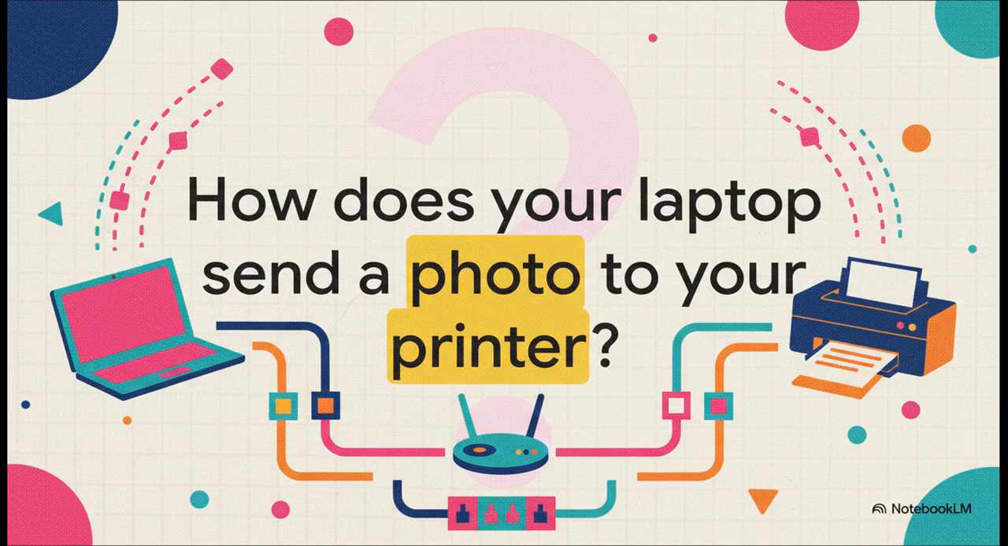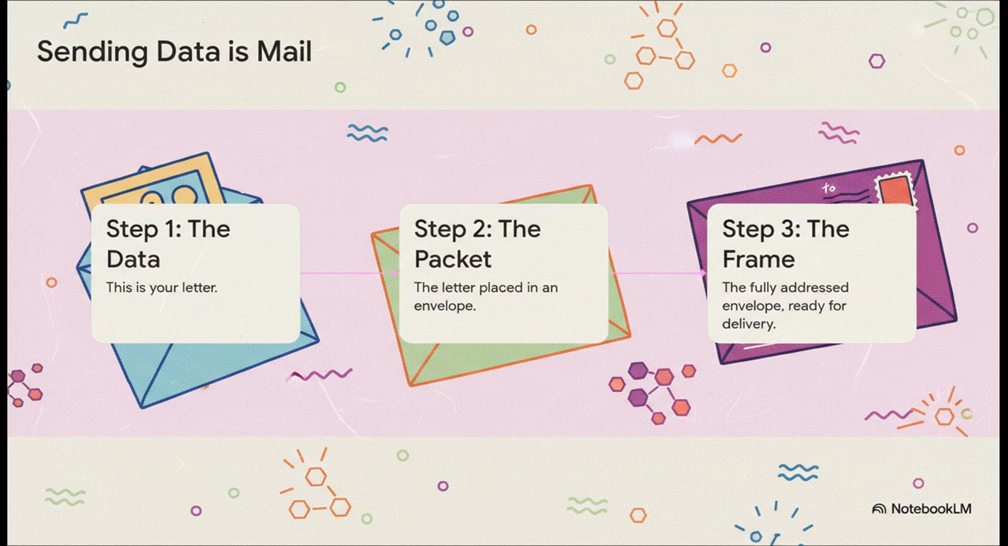You know, the best way to wrap your head around this is to think about sending a regular old-fashioned letter. First, you've got the letter itself. That's your data, maybe a photo you want to print. Then you stick that letter inside an envelope. In our world, we call that a packet. And finally, you write the to and from addresses on it. That completely addressed, ready-to-go envelope, that's what we call a frame.